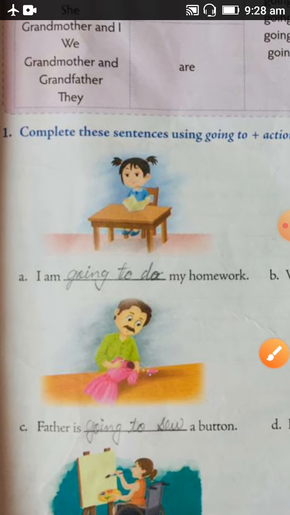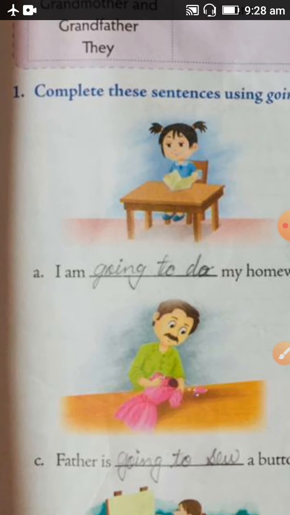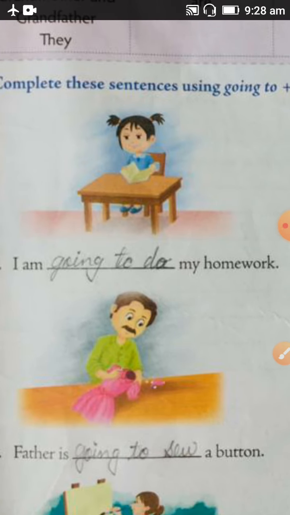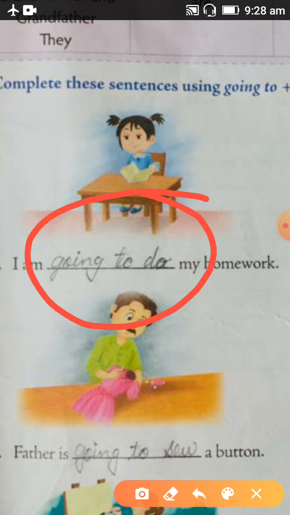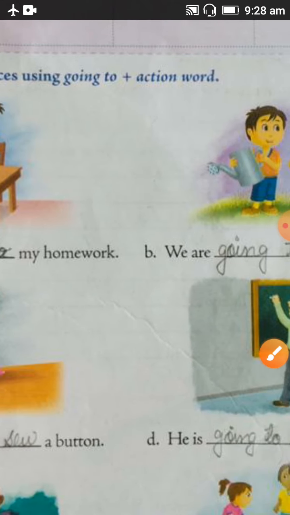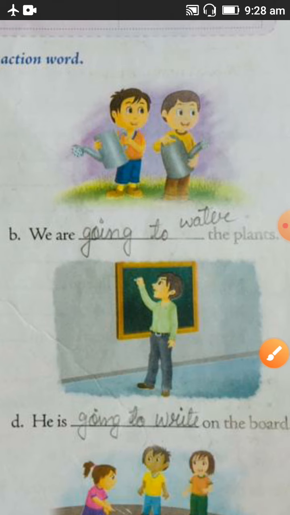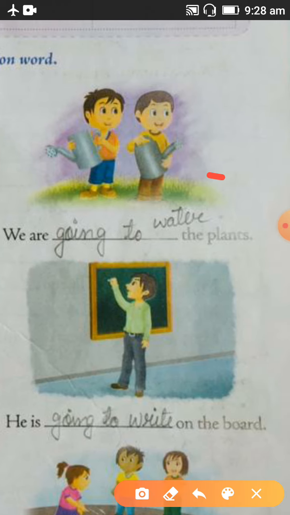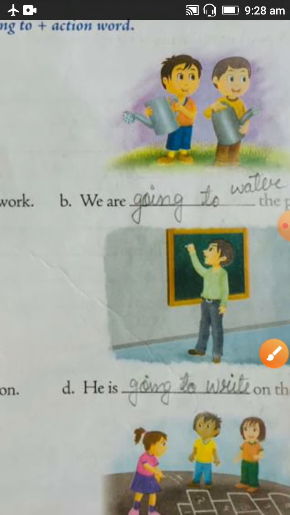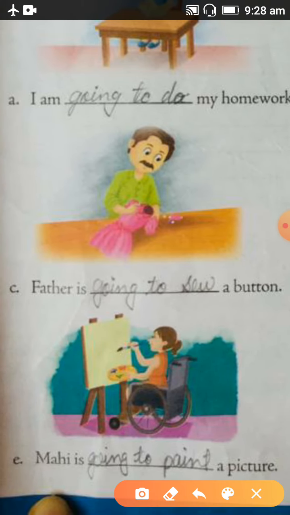See the first picture. It is very easy. One girl is sitting and she's doing something, means homework. She's saying, I am going to do my homework. So we have to add here going to plus verb, means action word, that is do. Next one is, we are going to water the plants. Next one is, father is going to sew a button.